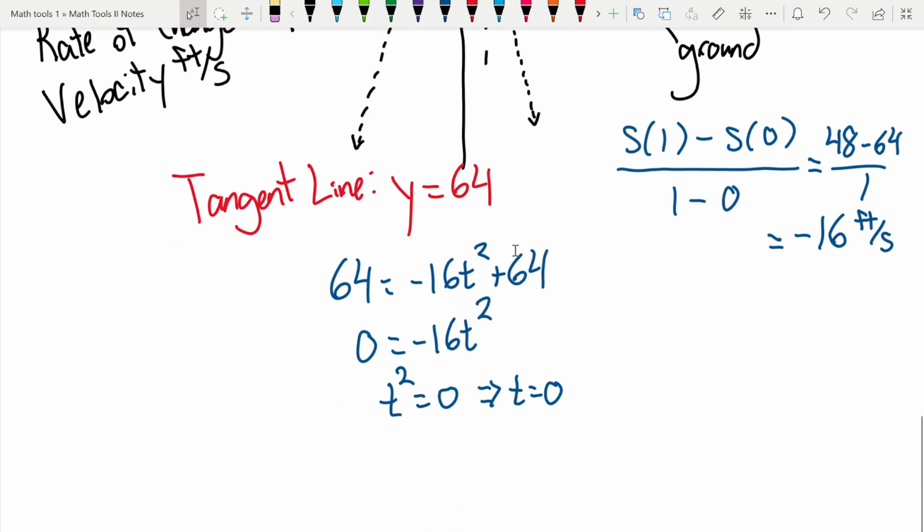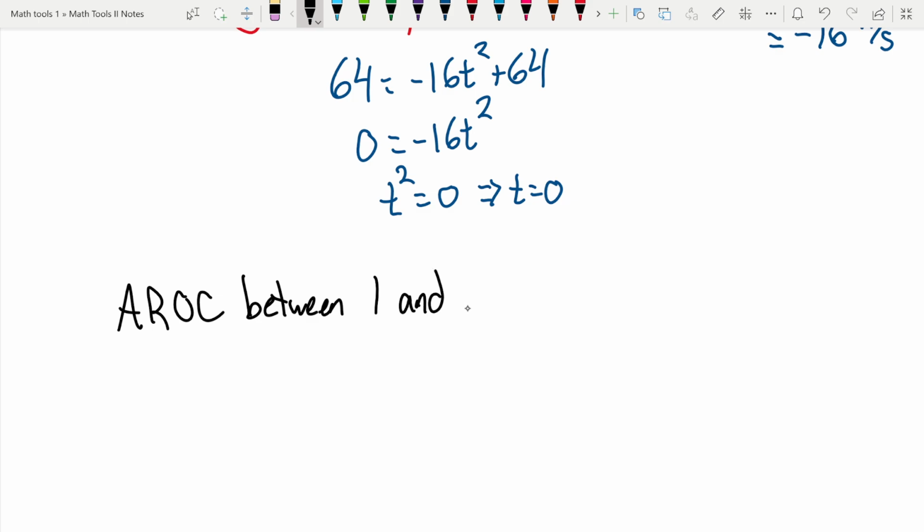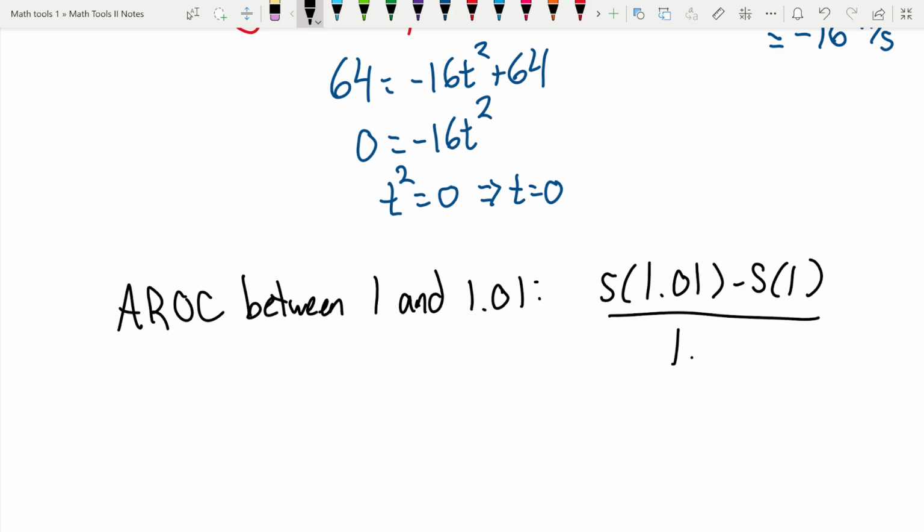Well, one thing we can do is kind of what we would do for limits. Okay. What if we found the average rate of change, which I'll abbreviate as AROC, between 1 and a point really close to 1, maybe like 1.01. Okay. So we'd find s of 1.01 minus s of 1 over 1.01 minus 1. Okay.